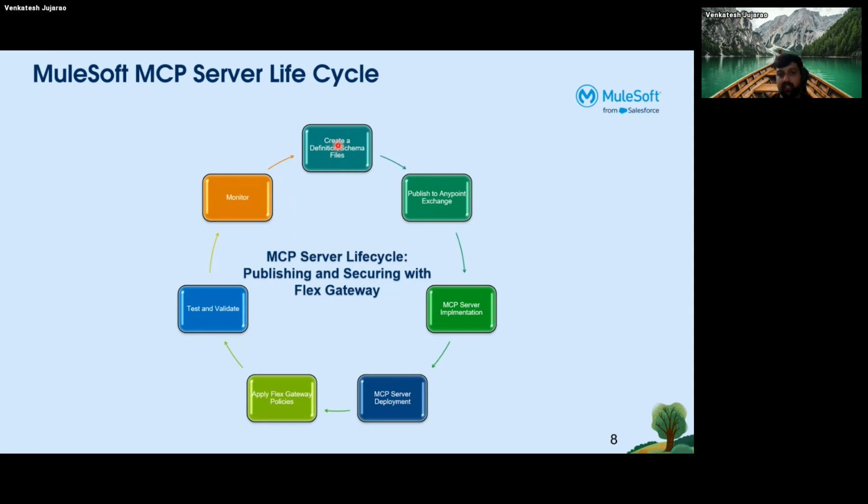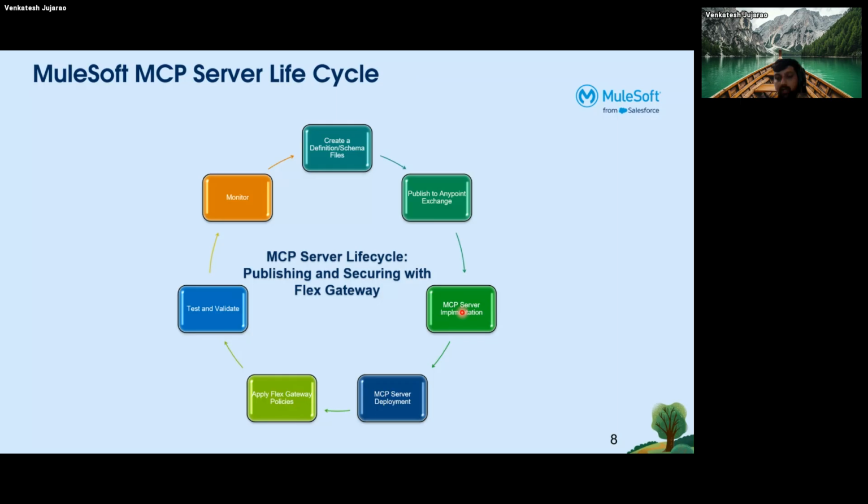Once the schema is created, we can publish that schema to Anypoint Exchange. The same published asset we would need when we are going to secure our application through API Flex Gateway. Along with that, we can also document our MCP server asset. Whatever details we define within a schema would be visualized in our asset once we publish to the Exchange. Then we will do an MCP server implementation.